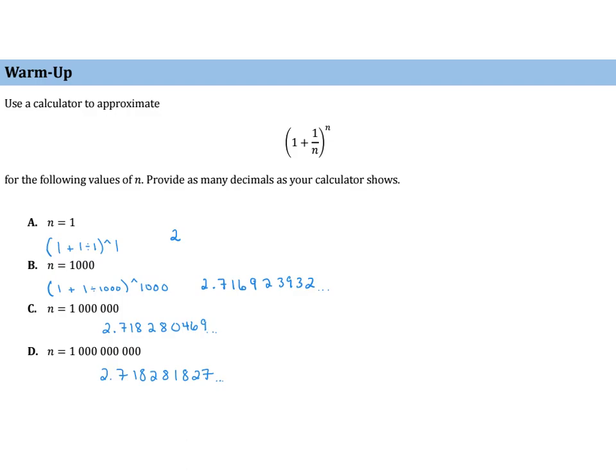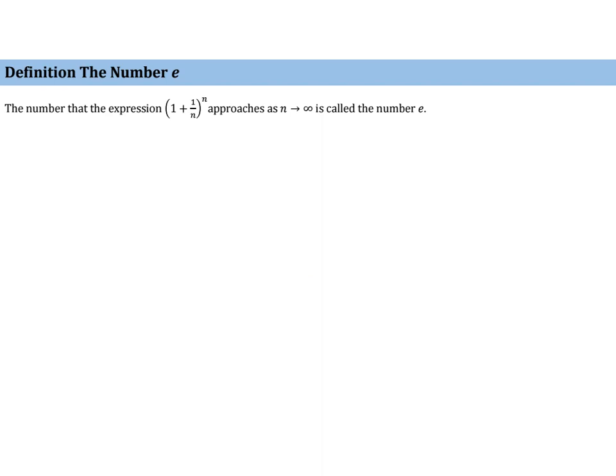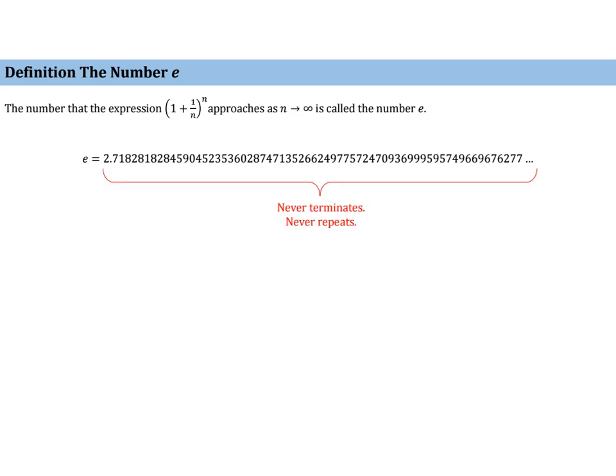So if n gets bigger and bigger, what happens to this expression? And that is what we call the number e. As n approaches infinity, it will approach some number, and we will call that number e. So notice that e is about 2.718281828, and so on and so forth. And it never stops. It never repeats. So this is a number quite like pi, in the sense that it never terminates, it never repeats. Square root of 2 does the same thing, but e is even more like pi.